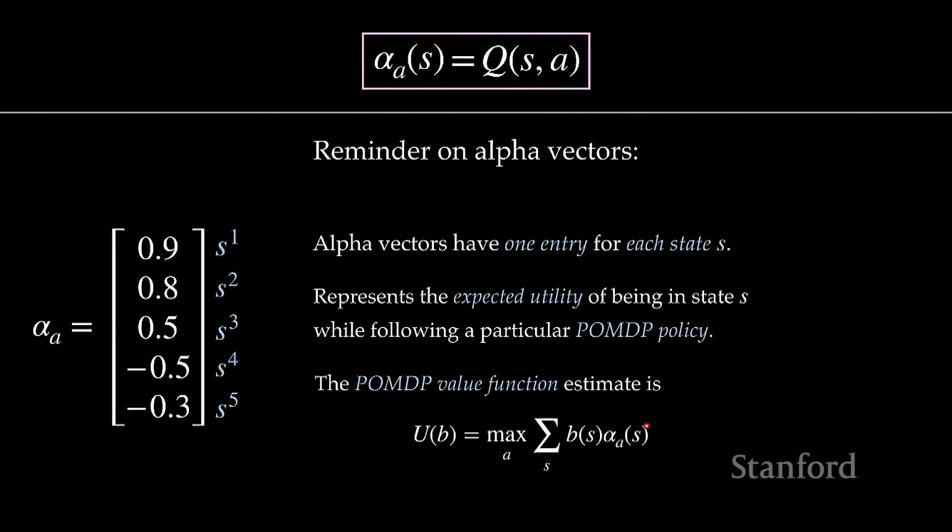So we'll try this for all of our different alpha vectors, one for each action, and we'll take the max, we'll take the action that corresponds to the max. And that will give us our actual POMDP value function. Any questions on that? Okay.